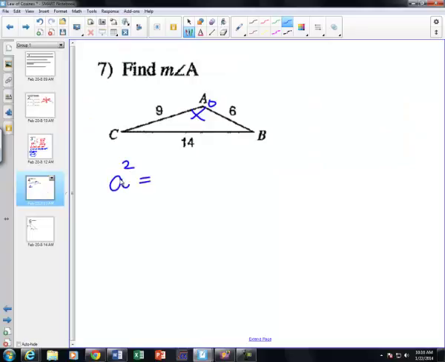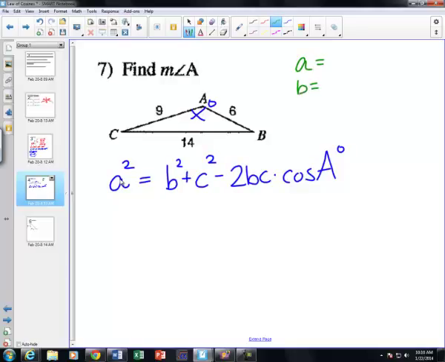A squared equals b squared plus c squared minus 2bc times the cosine of angle A. So capital A for the angle. And then again, we're just going to go ahead and get our values of a, b, c, and we're using the measure of angle A. We're actually looking for that. Lowercase a is across from angle A, so it's 14. Lowercase b across from angle B is 9. c across from angle C is 6. And so we're just going to plug all this in.